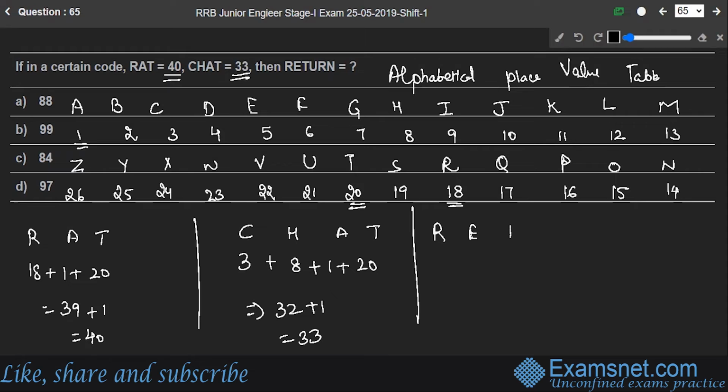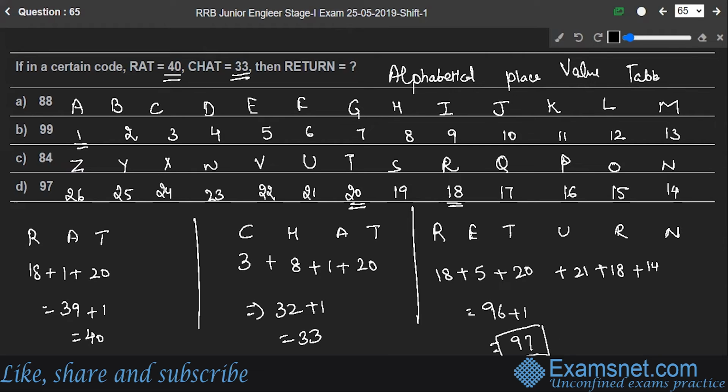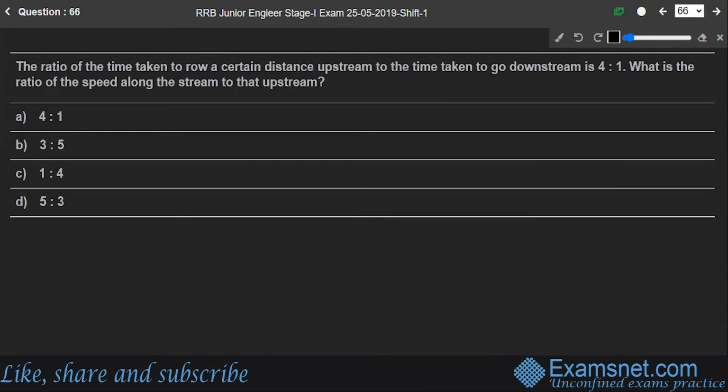Let's find out the code for return. So R is 18, E is 5, T is 20, and U is 21, R is 18, and N is 14. Let's add all of them. After adding, you will have 96. Adding 1 to it, I have 97. This is the answer. You have the option as the right answer. Hope you understood that. Let's move to the next question, number 66.